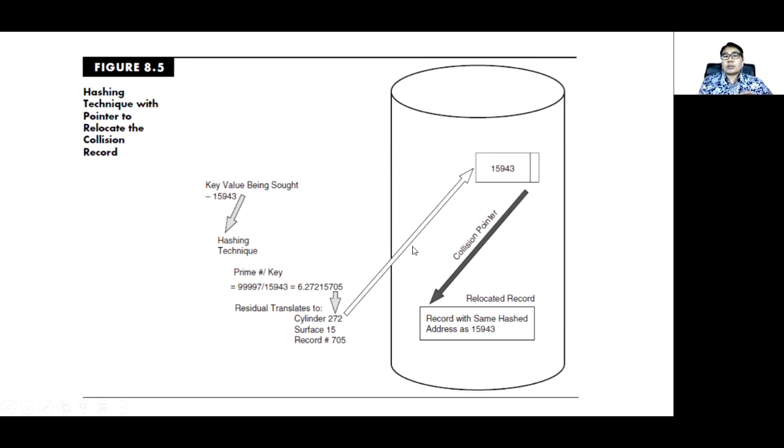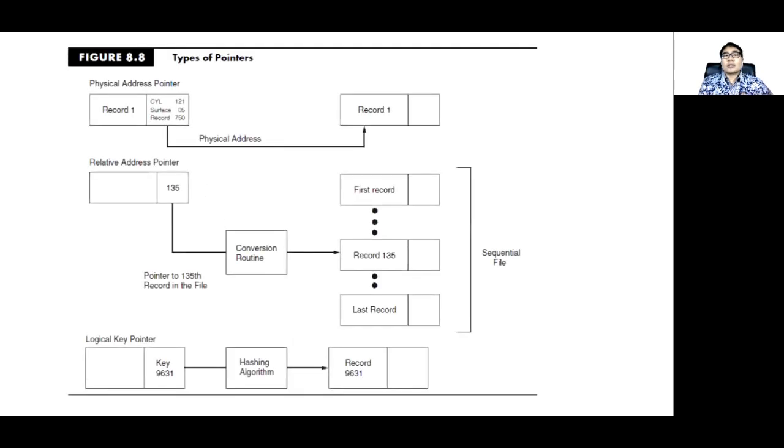This example is called the physical pointers. Now, there are several pointers inside the hash structure. We have the physical access pointers, just as we discussed previously. Physical access means which cylinder inside the hard disk, which record, and which surface.